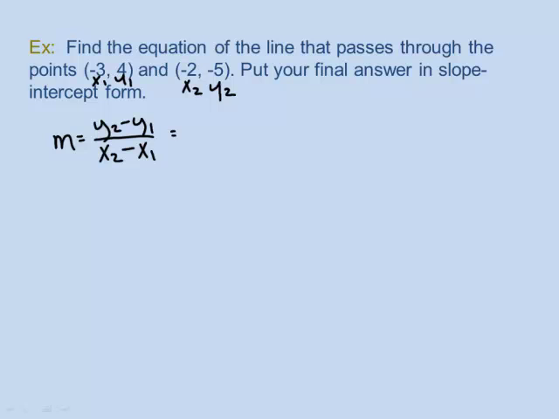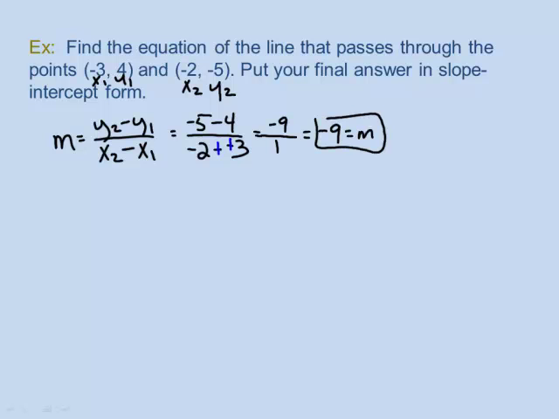So y2 minus y1 would be negative 5 minus 4, divided by x2 minus x1, which is negative 2 minus a negative 3. All right, I'm going to take care of that double negative. Minus a negative is the same as adding a positive. So we've got here negative 5 minus 4 is negative 9, and negative 2 plus 3 is 1, and negative 9 divided by 1 is negative 9, and that is our slope.